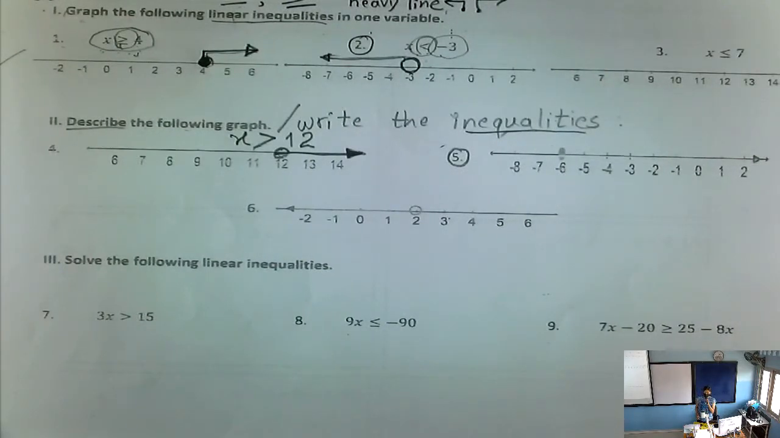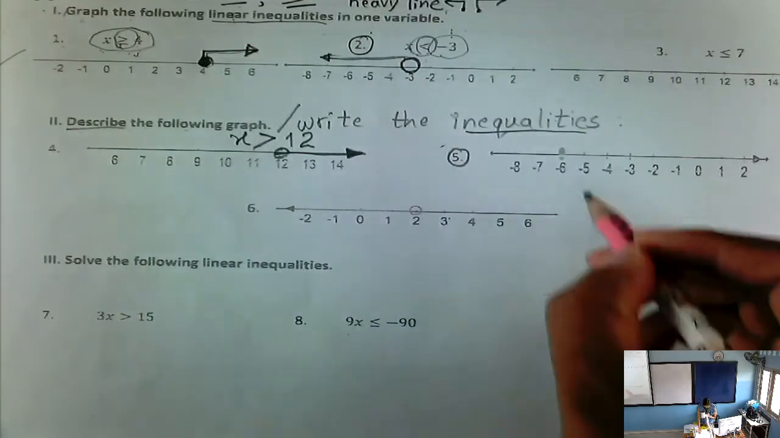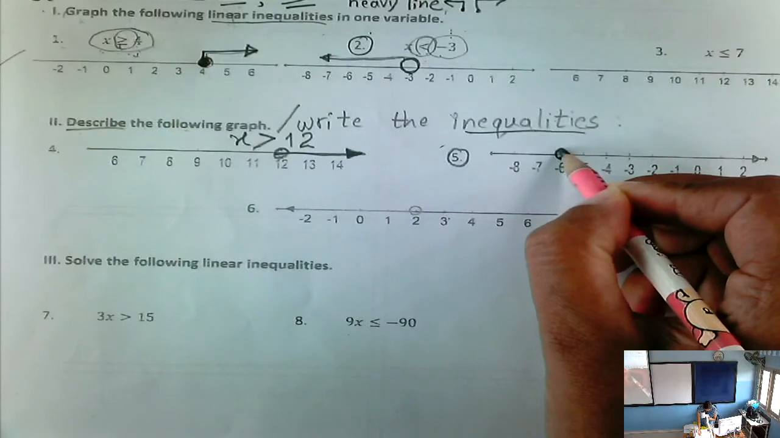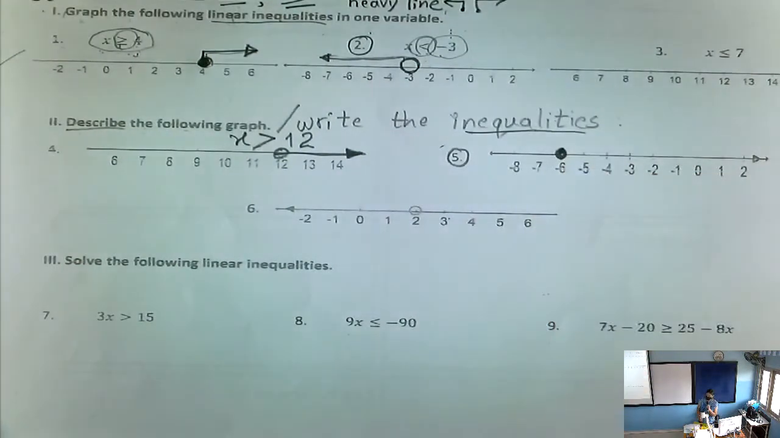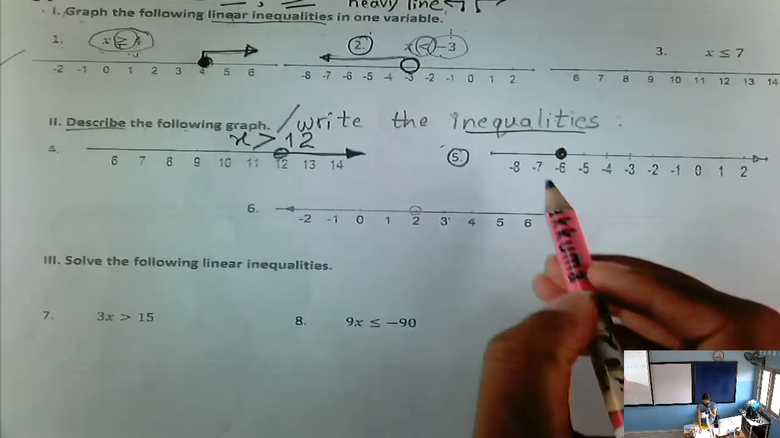Everyone do number 5 and 6. In number 5, this is a solid dot at minus 6. Okay. You answer number 6. Please. Sorry, number 5.